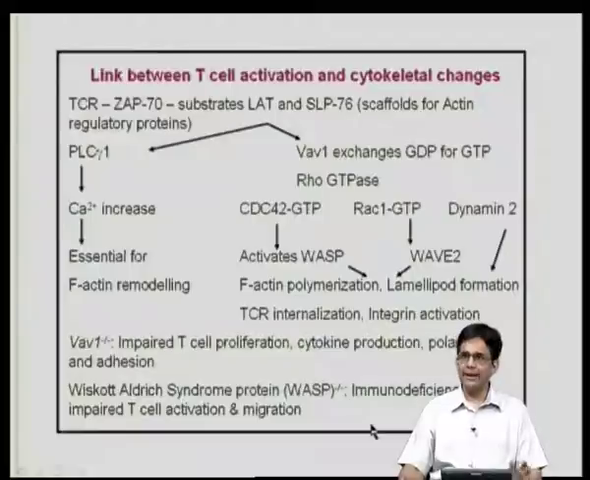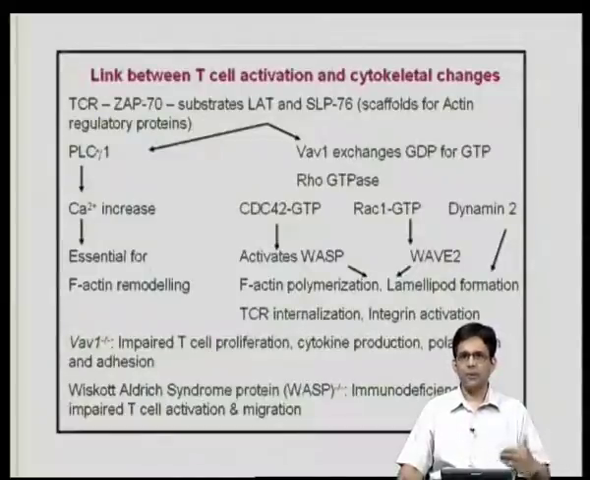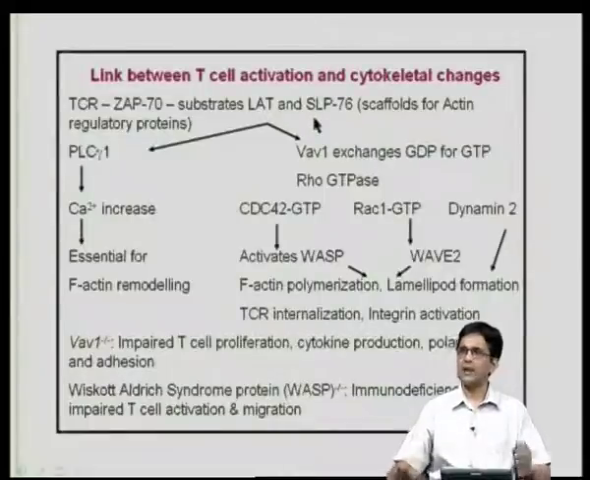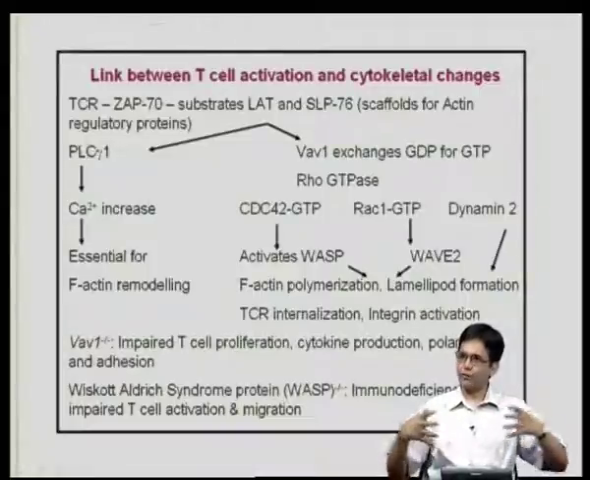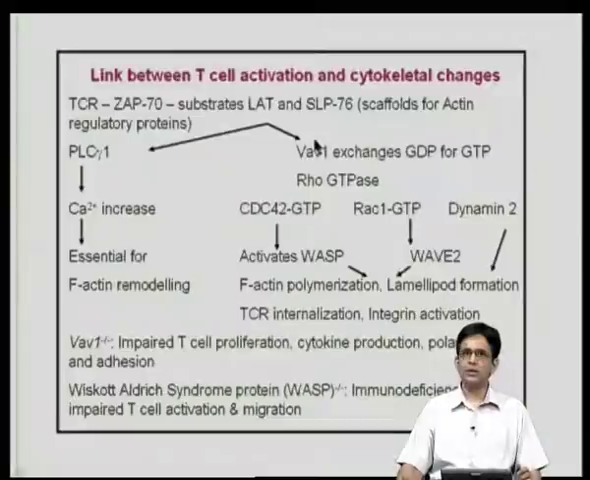There is also a link between T cell activation and cytoskeletal changes. We are now coming back from calcium into the cytoskeletal changes. We had discussed the T cell receptor activating the zeta-chain associated protein 70, ZAP-70, which is a tyrosine kinase, and which phosphorylates the linker for activation of T cells, LAT, and SLP76. LAT and SLP76 are scaffolds, and they recruit several other proteins. Among the proteins they recruit is phospholipase C gamma 1, which results in an increase in calcium, and this is important for filamentous actin remodeling.